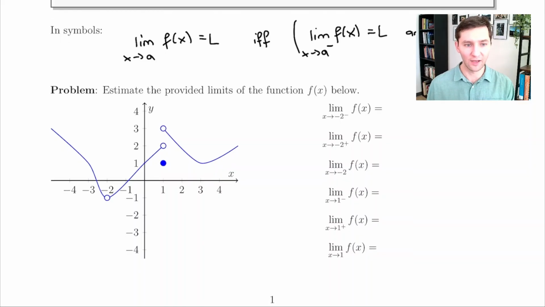Let's see if we can apply the above theorem to a problem. If you would like to try this problem on your own first, this would be a good time to stop the video. Estimate the provided limits of the function f of x below.